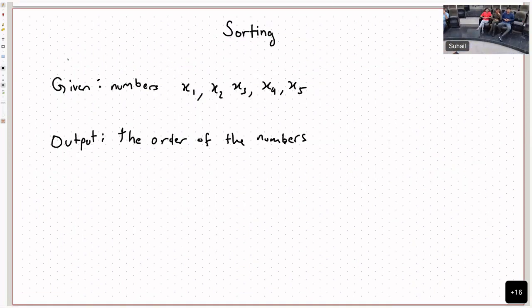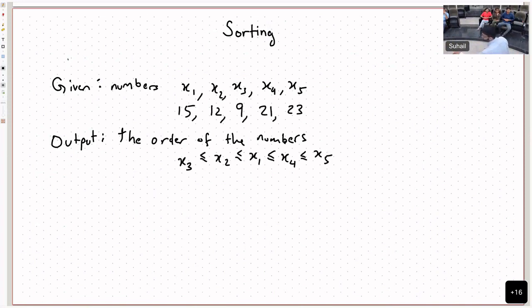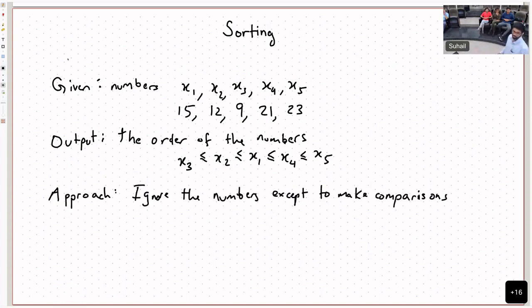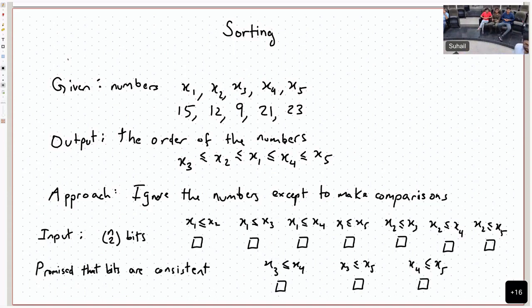Then you have sorting. Most of you will have seen this example. We have numbers, and we want to output the order of the numbers. So for instance, if these are our numbers, we want to say x3 is less than x2 is less than x1. And our approach is that we're not going to actually care about what the numbers are. We only care about their pairwise comparisons, which is bigger, which is smaller.